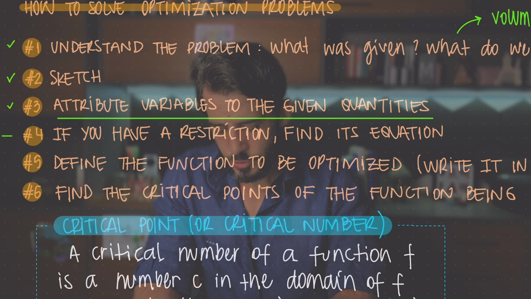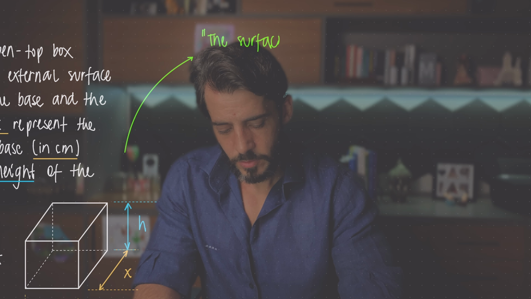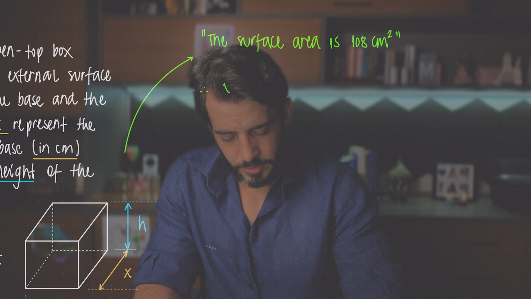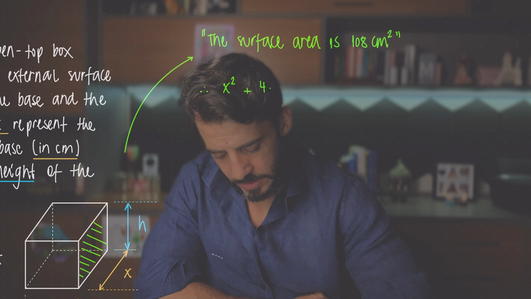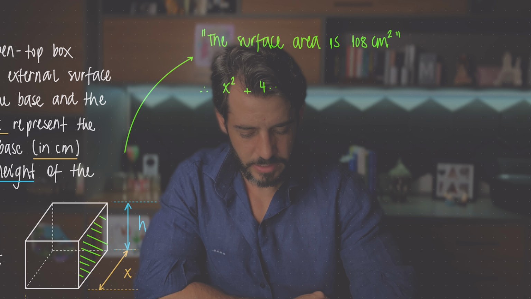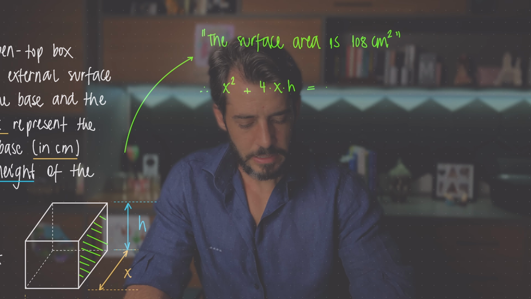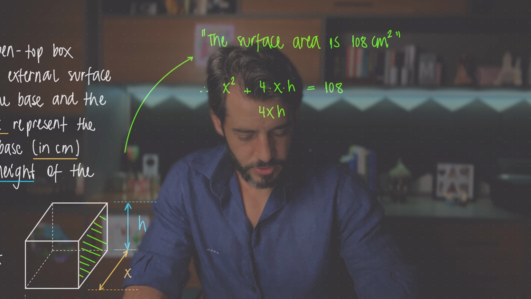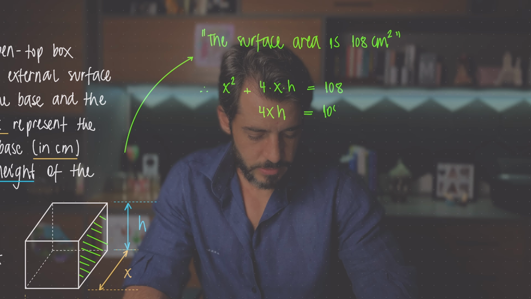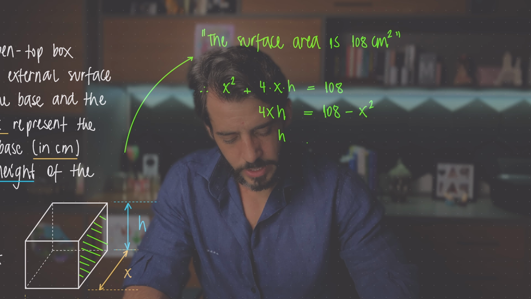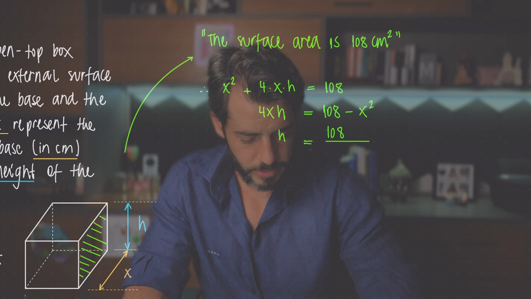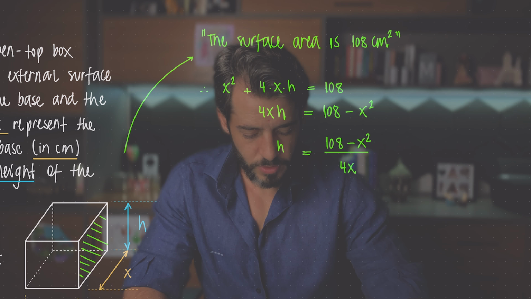And right now we're going to work with the restriction. We know that the surface area is 108. Therefore, the area of the base, which is x times x, plus 4 times the area of the side, we have 4 sides, x times h, is 108. Which allows us to write 4hx equal to 108 minus x squared. Therefore, h can be substituted later by 108 minus x squared over 4x.